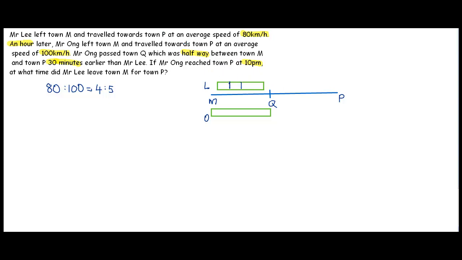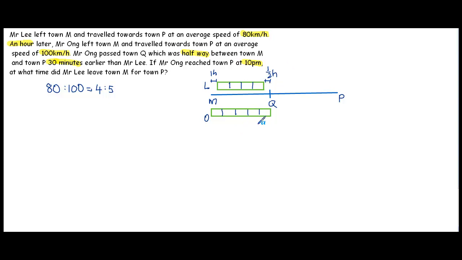So this would be 4 units, and 5 units for Mr. Ong. The portion here and here actually refer to 1 hour and half an hour. The portions are to show the longer time taken by Mr. Lee before he passed town Q.